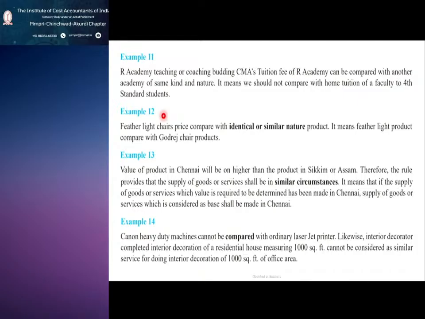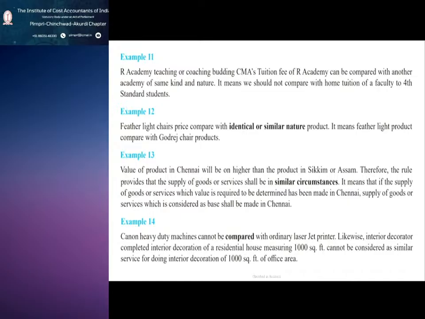First, you can see the R Academy teaching or coaching budding CMAs. The tuition fee of our academy can be compared with another academy of the same kind and nature. If our institute is doing coaching classes and they want to find the transaction value, then the department should compare with the other institute only, and not with the home tuition of a faculty who is taking class for 4th standard.